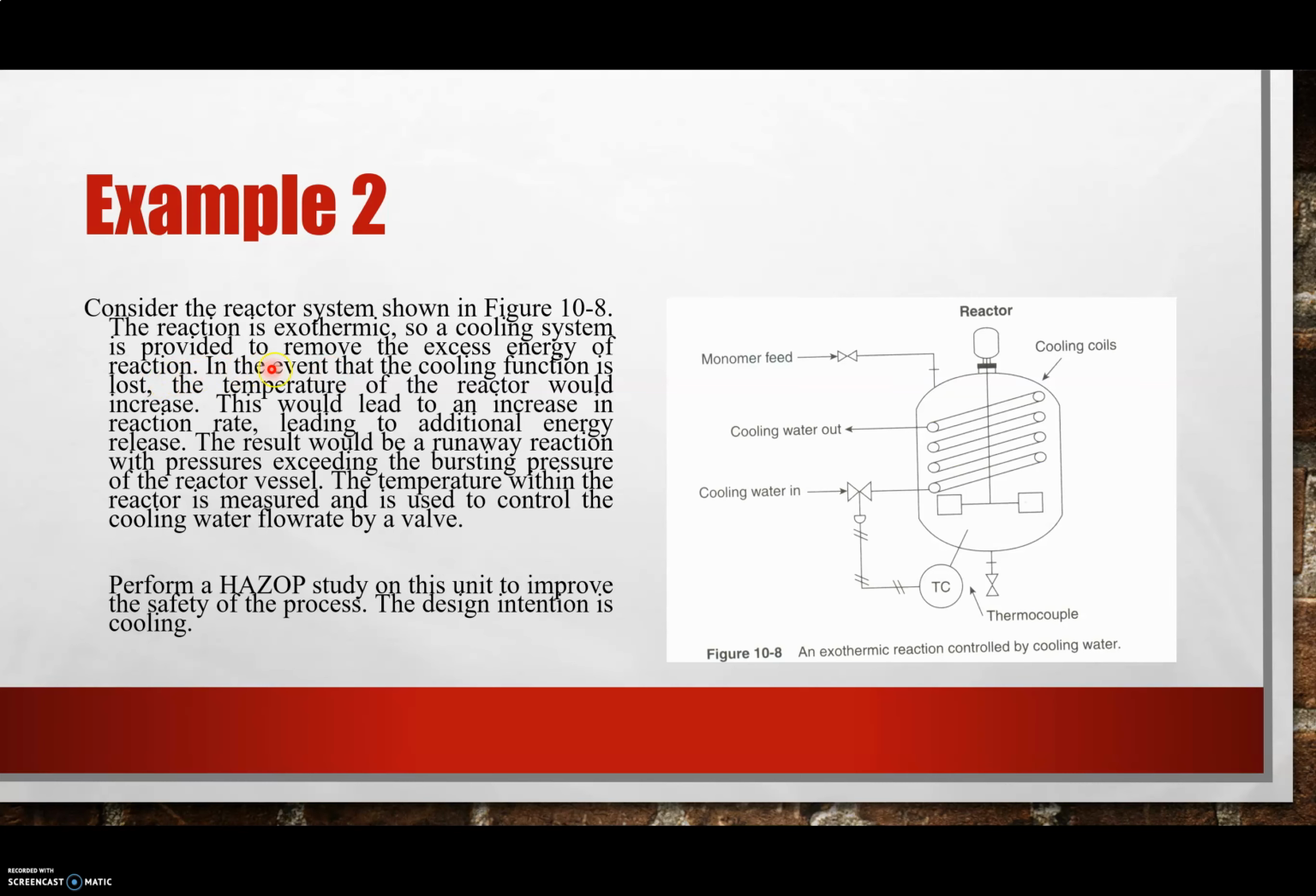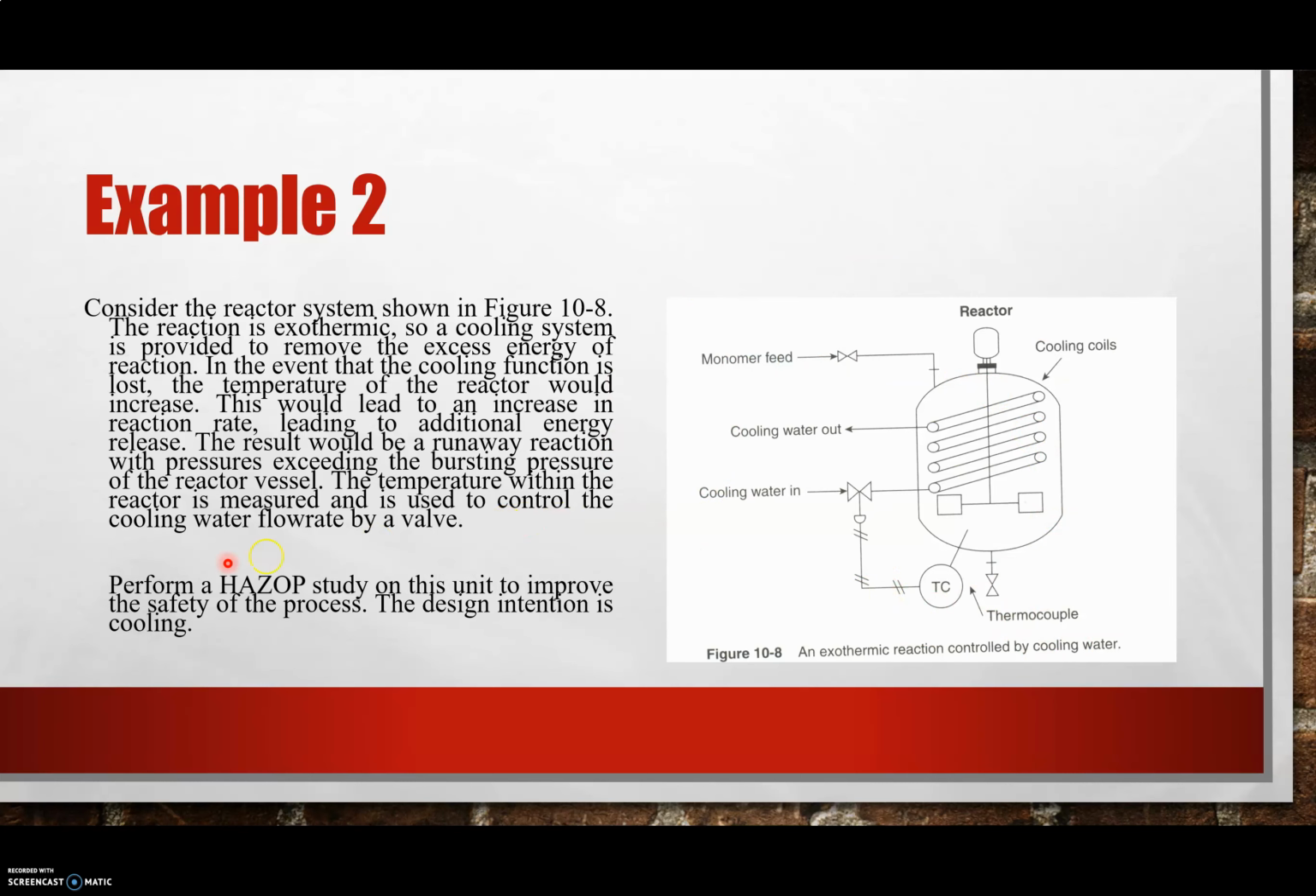You lost your cooling function, your temperature will increase. The consequence is your reaction rate will increase, leading to additional energy release. So the result also could be a runaway reaction, with pressures exceeding the bursting pressure of the reaction vessel. The temperature within the reactor is measured and is used to control the cooling water flow rate by a valve. So this statement is to explain what is meant by this exothermic reaction control.